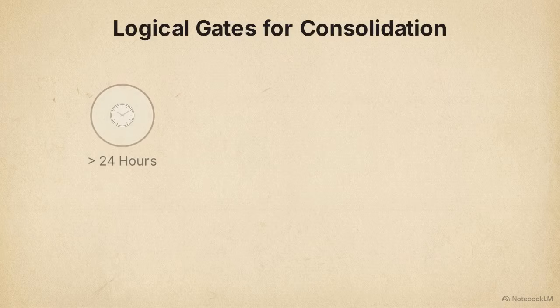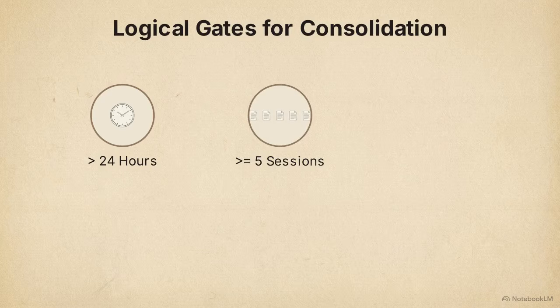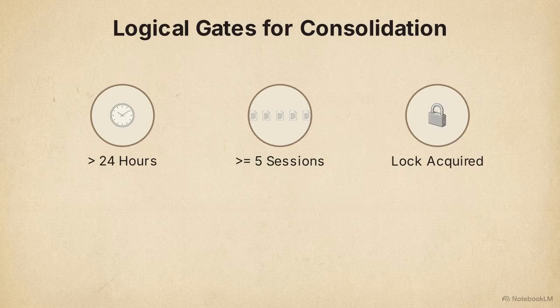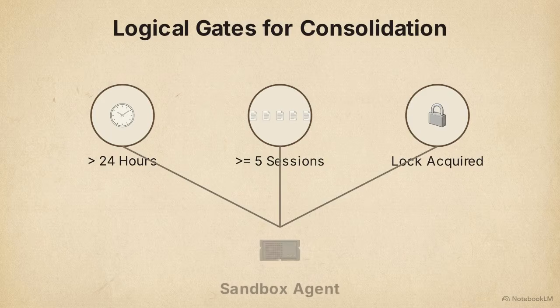This visual maps out the exact logical gates required to trigger that background consolidation. First, 24 hours must have passed since the last run. Second, at least 5 new sessions must have accumulated. And third, the system must acquire a lock so no other processes conflict. Once all 3 gates pass, the system spawns an isolated, read-only sandbox agent dedicated entirely to database maintenance.